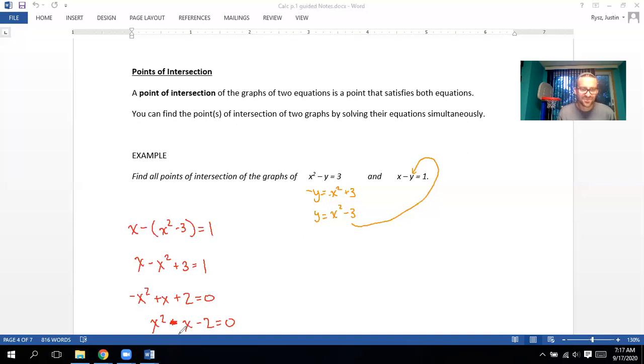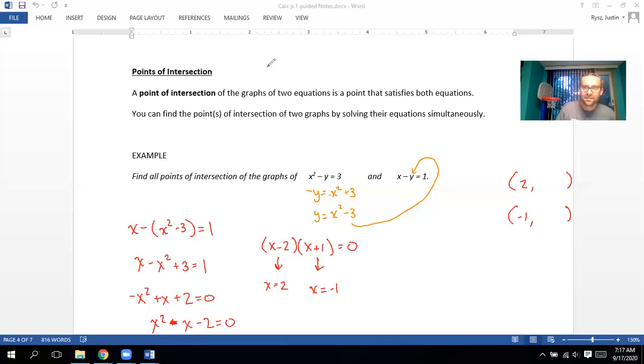All right, so we got to factor this. What two numbers multiply together to give us negative 2, add together to get negative 1? That would be an x minus 2 and an x plus 1. We'll solve both of those. x minus 2 equals 0? Well, that's when x equals positive 2. x plus 1 equals 0? That'd be negative 1. So what we just did there is we found out that 2 is one of the solutions, negative 1 is another solution. So we're going to have a point at 2, something, and negative 1, something.